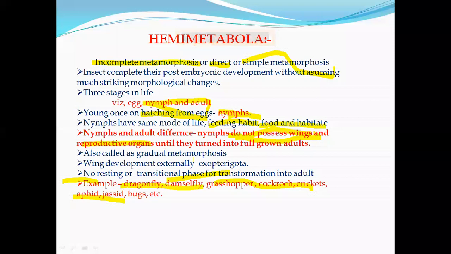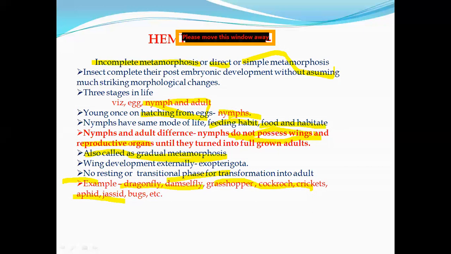Even feeding habit and living habit are the same. Even damage causing and injury are the same. Only a few are exceptional between adults and youth. Okay, it is also called gradual metamorphosis, because it passes directly to the adult stage, isn't it? Wing development here is external, the wings that form develop outside. That's why it is called exopterygota.